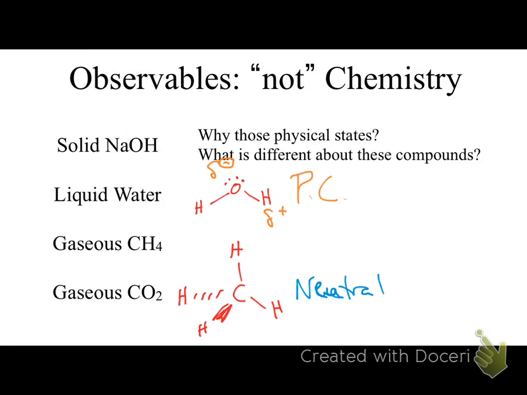Everything is striving for neutrality. How can I neutralize that positive hydrogen? I need to bring in a negative. If I'm in a solution, where do I have a negative? From another molecule of oxygen. And I start to build an interaction between those two atoms. That's not a bond, by the way. That interaction I don't get in methane.